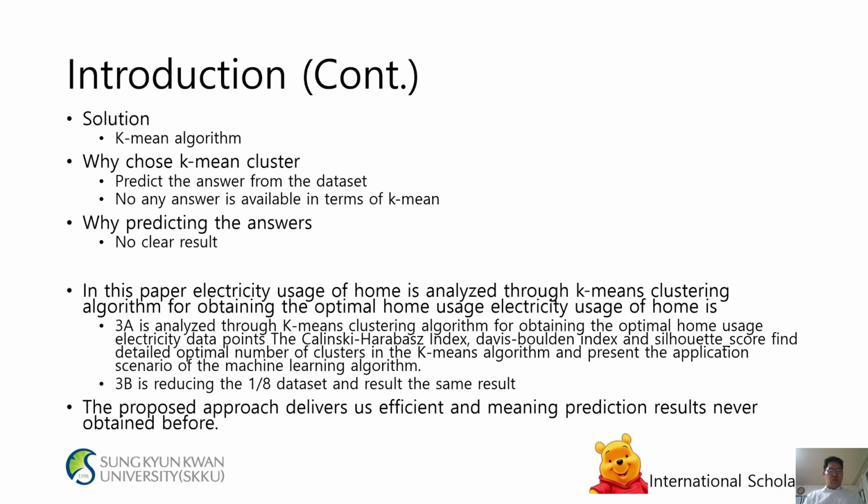In this paper, electricity usage of homes is analyzed through the k-means clustering algorithm. For obtaining the optimal home usage electricity data points, the Calinski-Harabasz index, Davies-Bouldin index, and silhouette score are used to find the optimal number of clusters in the k-means algorithm, and we present the application scenario of machine learning. The proposed approach delivers efficient and meaningful prediction results never obtained before.